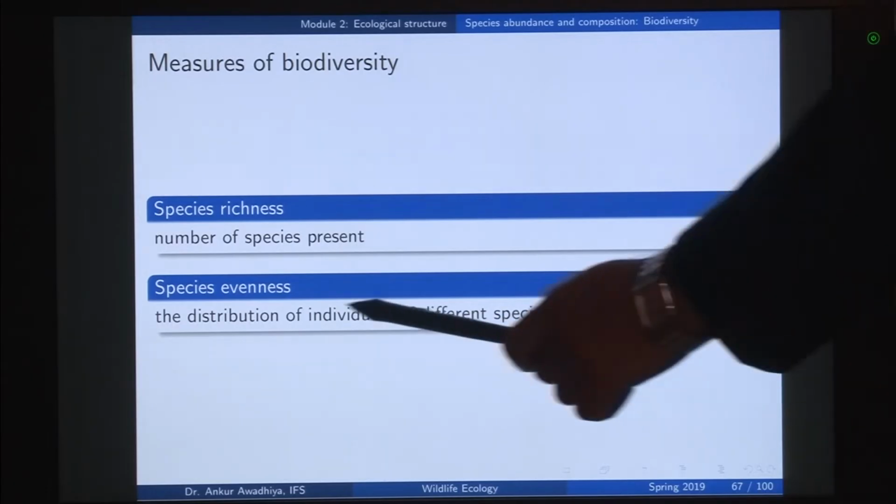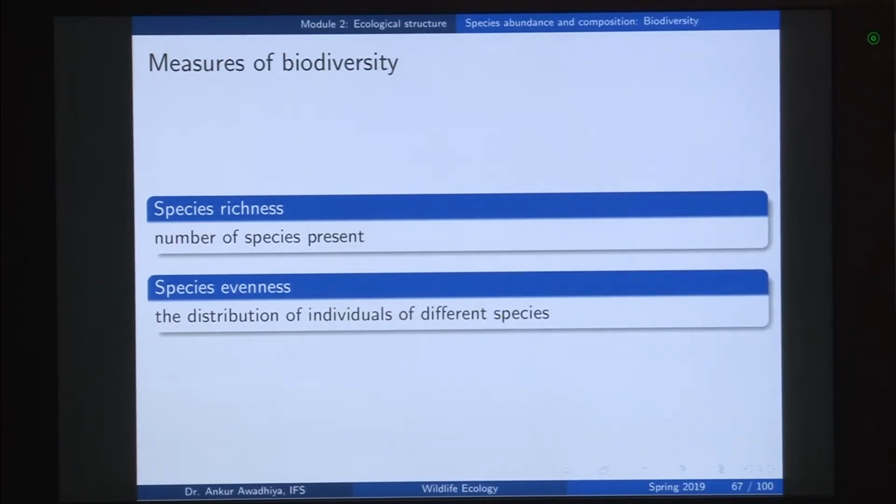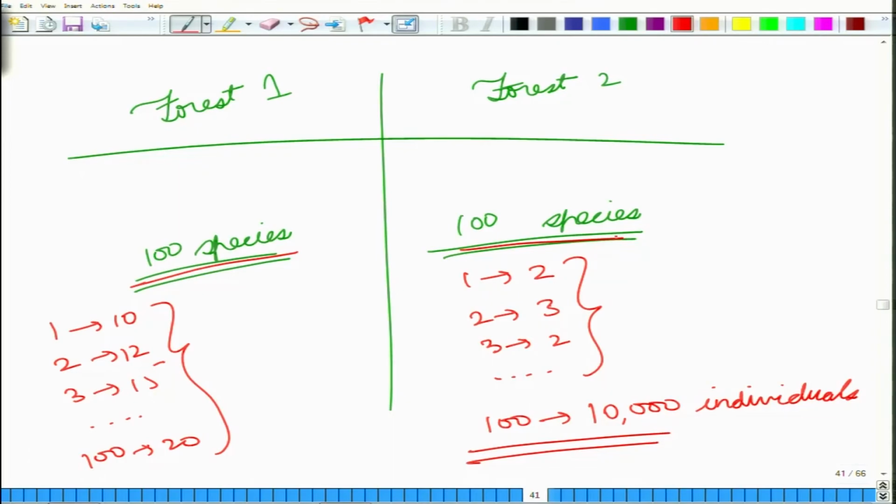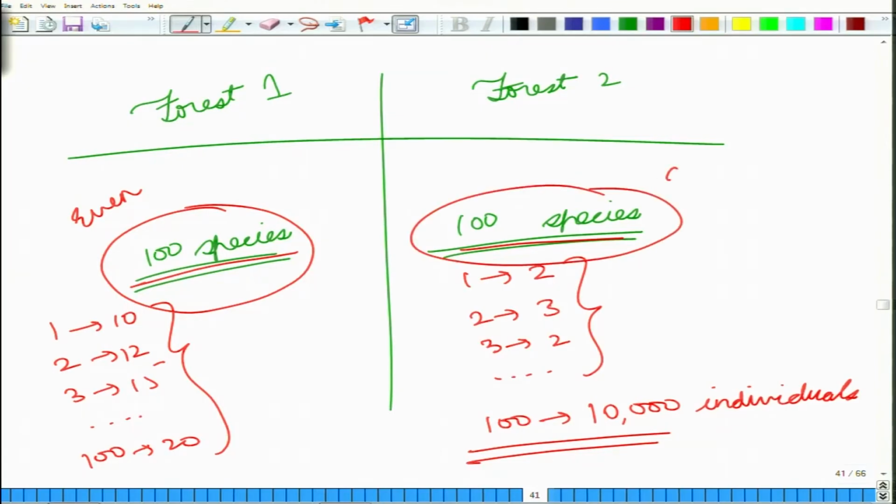So, when we ask this question, what is the level of species evenness, distribution of individuals of different species, we would say that even though the species richness is same in both these forests, 100 species each, this forest is much more even and this forest is very much uneven when it comes to evenness. So, when we have the same level of species richness, we prefer an even forest. So, we will say that the amount of biodiversity in forest 1 is much greater than the amount of biodiversity in forest 2. Now, how do we know how many individuals are there in the forest? So, that brings us to a concept of species accumulation curve.